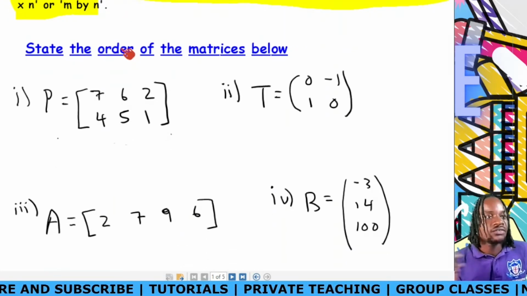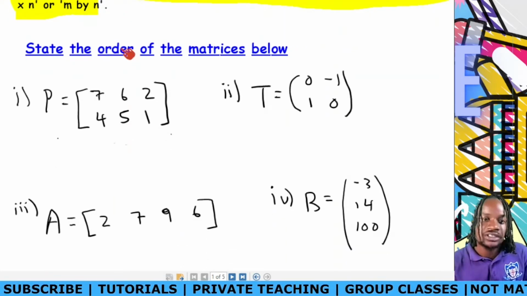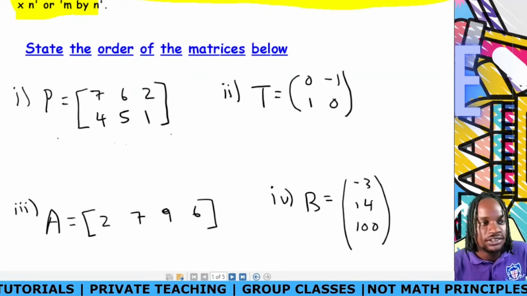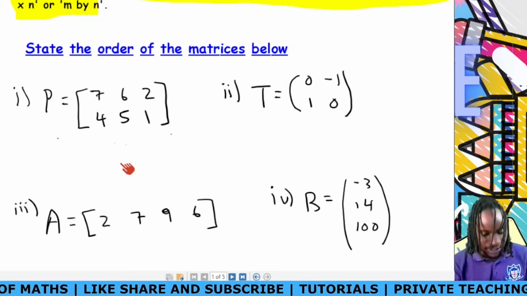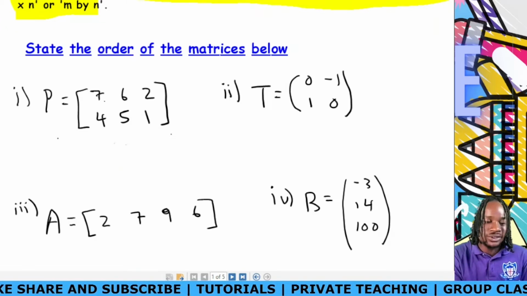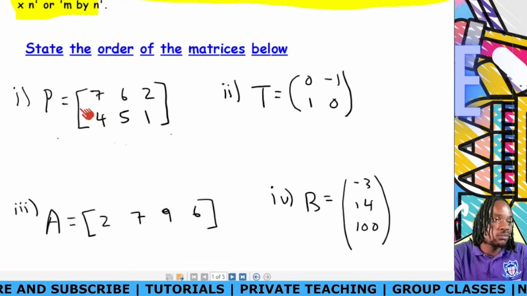First thing now, stop the video and try to see if you can state the order of these matrices that are right here. Then let us continue afterwards. Are you ready for me now? So state the order of the matrices below. And remember, when we talk about order, we're talking about the number of rows and columns.